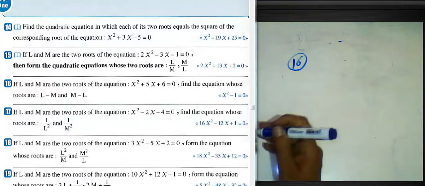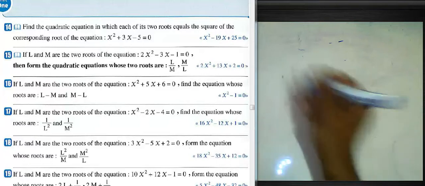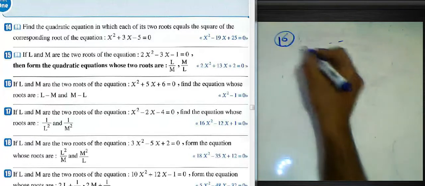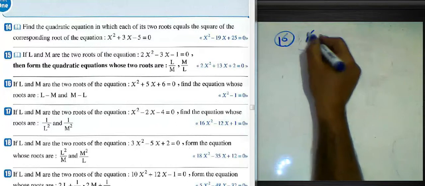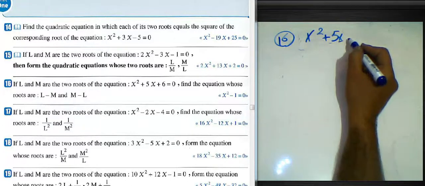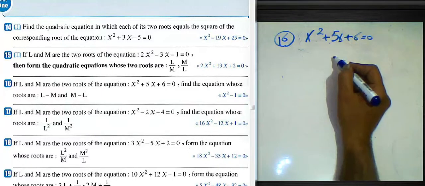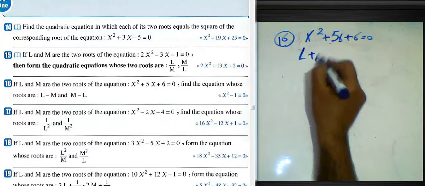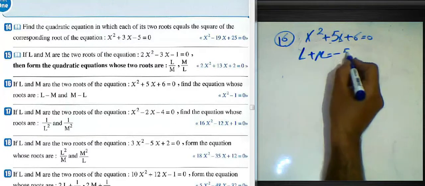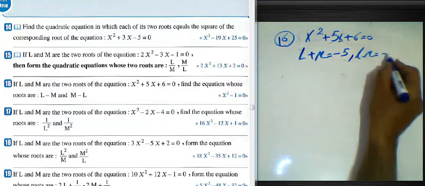L and M are two roots of the equation x power 2. Okay, question 16, right up here. Question 16, the equation was x power 2 plus 5x plus 6 equal 0. Find the... okay, we know L plus M equal negative 5, and L product M equal 6.